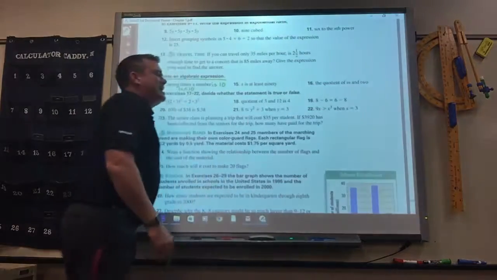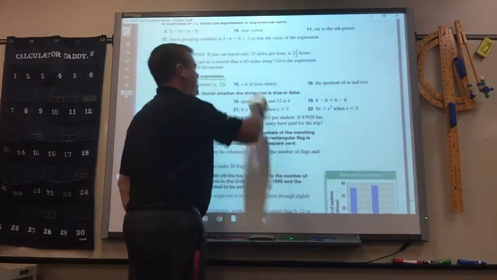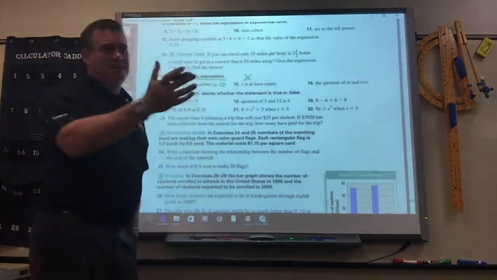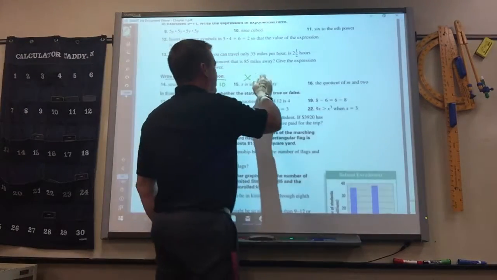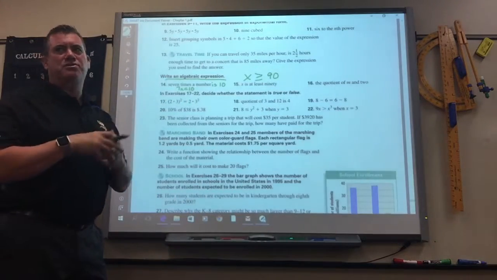x is at least 90. So that's a greater than or less than sign. If x is at least 90, it's what? Greater than or equal to 90. At least means that's the smallest it can be.